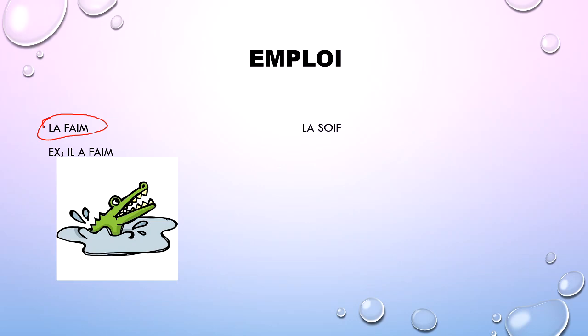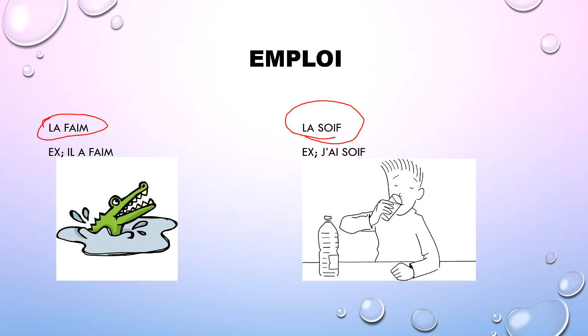The other usage is la soif. La soif is thirst. So to show that you are thirsty, we'll also go on to use the same verb avoir. And from the conjugation, we go on to say j'ai soif. J'ai soif. I am thirsty, which means you need a glass of water. I am thirsty. J'ai soif.